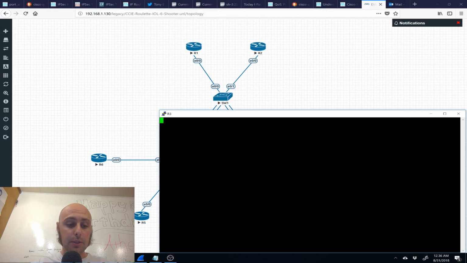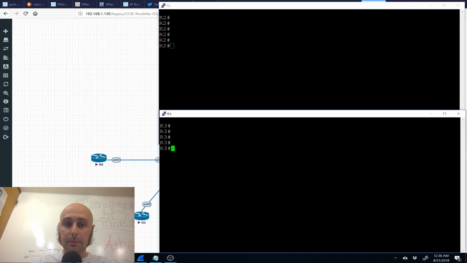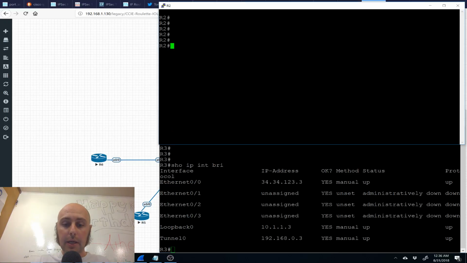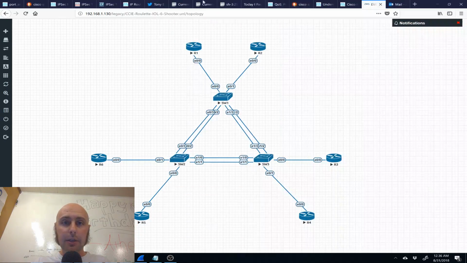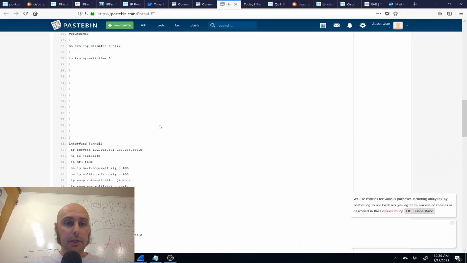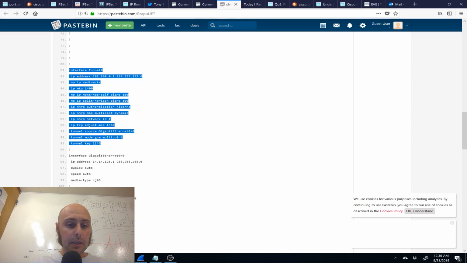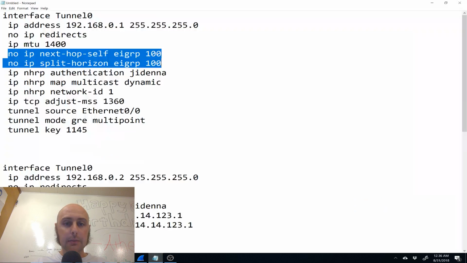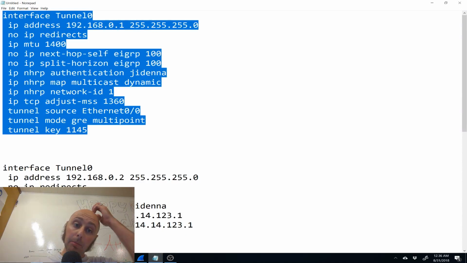So I'll just arrange these windows, have them all up here so we can all see. Just show the interfaces to show that I have a similar configuration. So I went ahead and grabbed his configuration straight out of here, grabbed his tunnel interface, and I threw it in a notepad, which is here. So this is his hub.